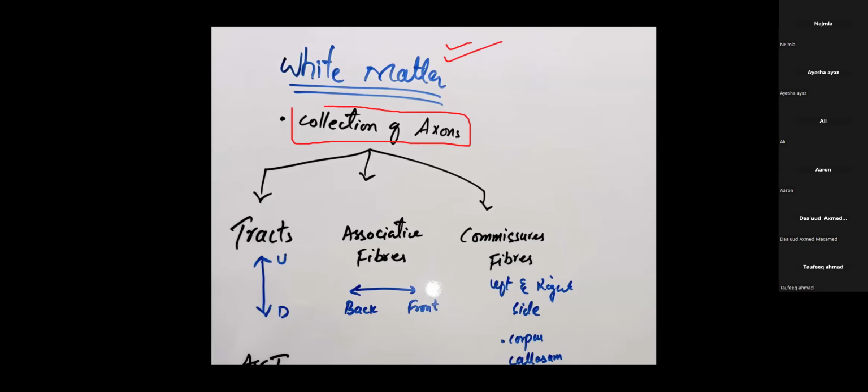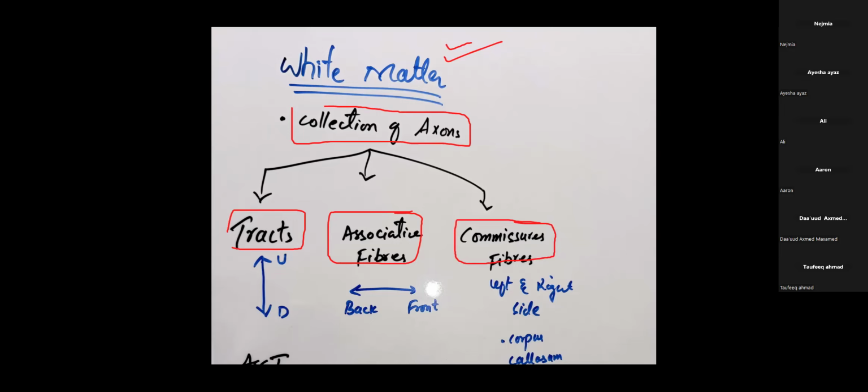What is the function of axons? They conduct the information, the action potential, from one neuron to another neuron. So we have three types of axon. The one we call tracks, the other one we call associative fibers, and the other one we call commissure fibers.